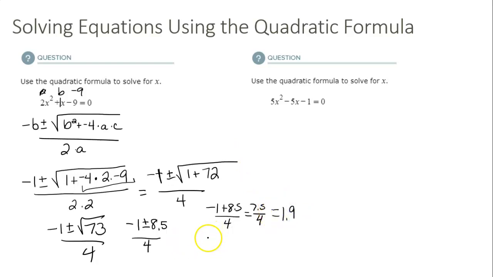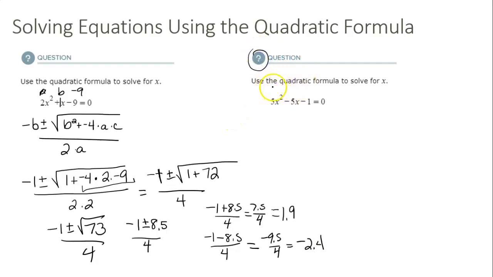Now, remember it was plus or minus. I did the plus. Now I need to do the minus. So it's -1 minus 8.5 divided by 4. I put that into my calculator, -1 minus 8.5. I hit enter because of the fraction bar being a grouping sign. That gives me negative 9.5 divided by 4. Negative 9.5 divided by 4 gives me negative 2.375, so I'm going to round that off to negative 2.4.